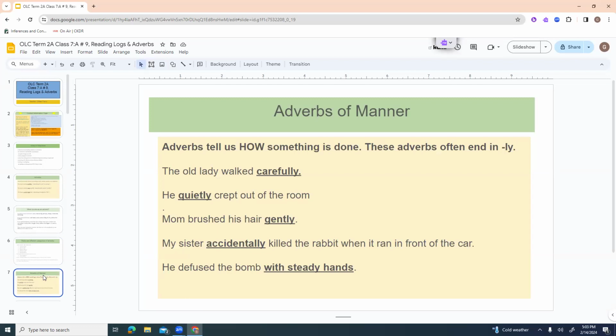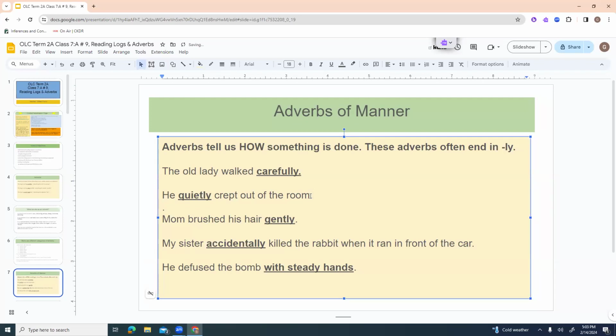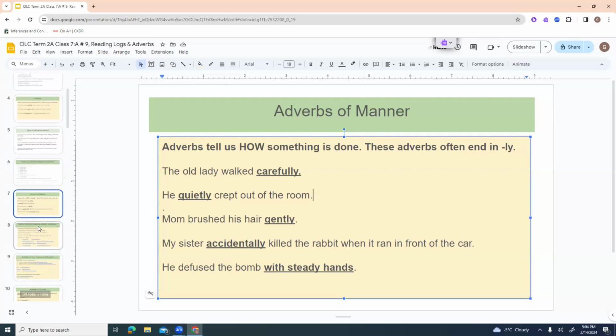So adverbs of manner, they tell us how something is done. These are the adverbs that very often end in ly, like the old lady walked carefully. He quietly crept out of the room. Mom brushed his hair gently. My sister accidentally killed the rabbit when it ran in front of the car. He diffused the bomb with steady hands. So you can see sometimes it's coming after the verb. Sometimes it's coming before the verb. This one, yeah, with steady hands. I like that one. Okay, go on to the next bit here.